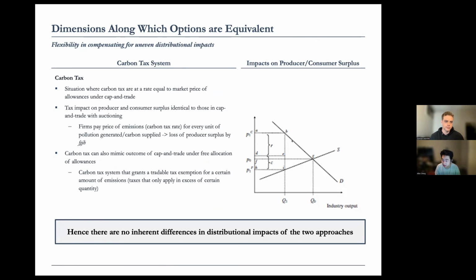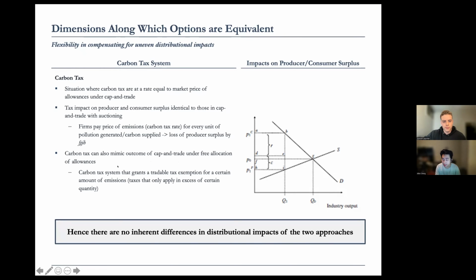As you can see, the two graphs are pretty equivalent in that firms pay the price of the emission for every unit of pollution generated. And in that sense, the producer still faces the loss of F, the trapezoid F, G, H, and I. So carbon tax also mimics the same outcome as cap and trade with free allocation of allowances.